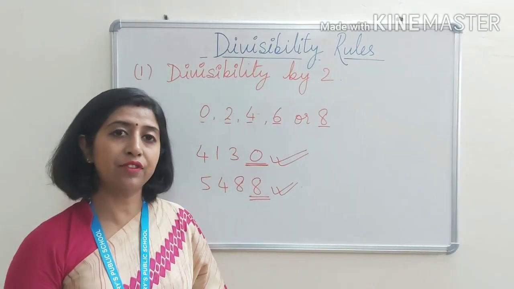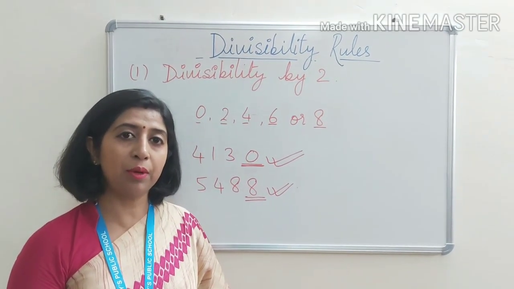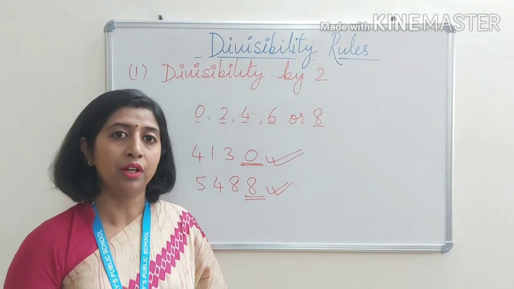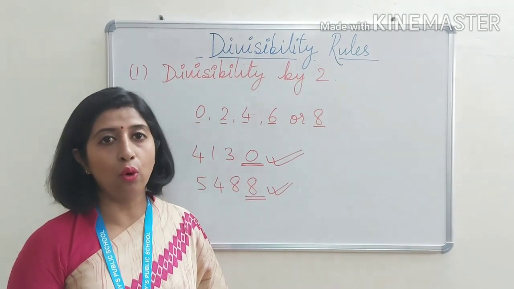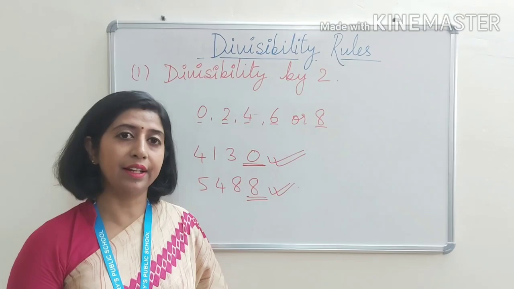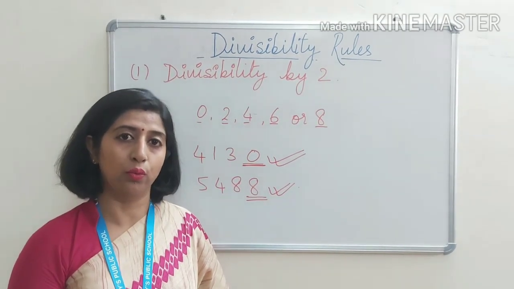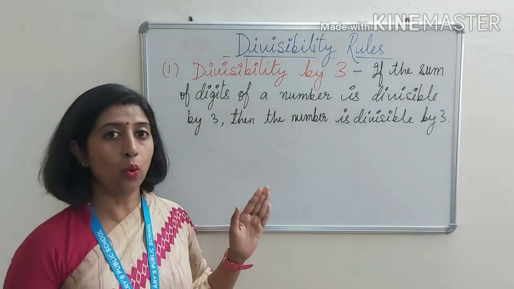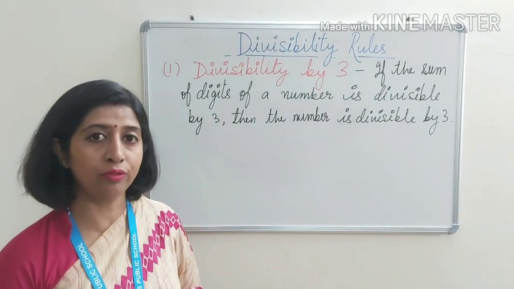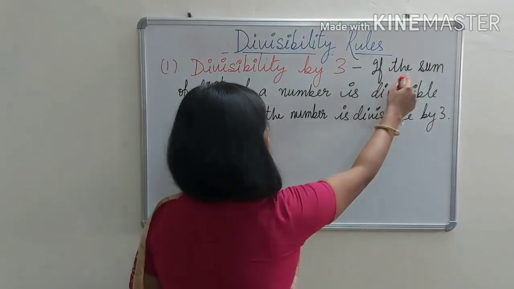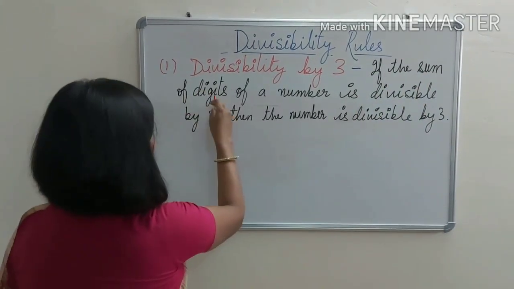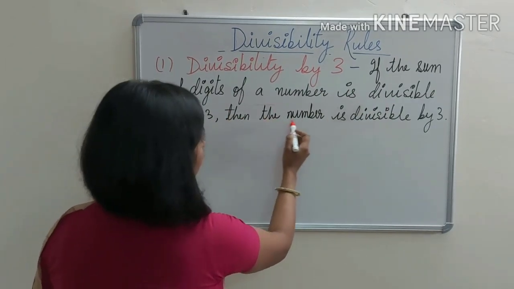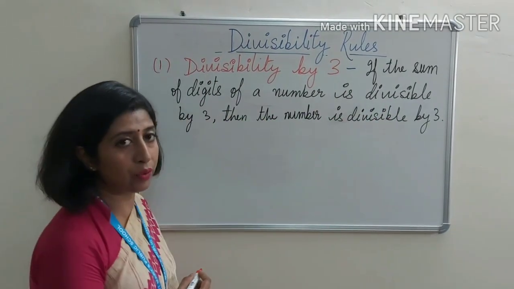So, what is the divisibility rule of 2? The divisibility rule of 2 is if any number ends with 0, 2, 4, 6 or 8, then the number is divisible by 2. The second rule is divisibility by 3. So what is the divisibility rule of 3? If the sum of digits of a number is divisible by 3, then the number is also divisible by 3.